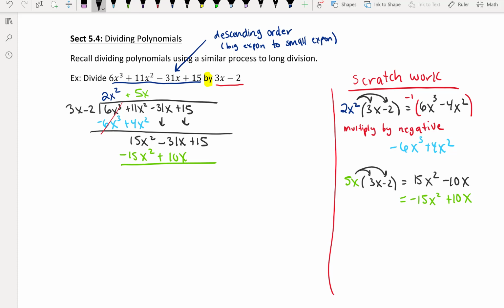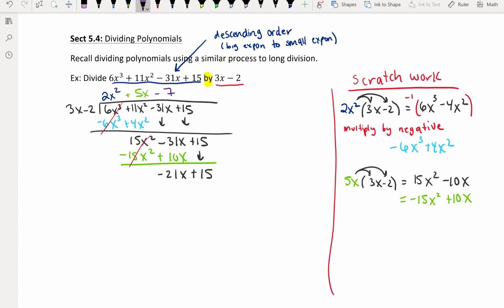So the first term cancels out, which is fantastic. That's exactly what I want. And then I have negative 31 plus 10. So that's going to give me a negative 21x. And I'm going to drop down that positive 15. So now it looks like I'm looking at a 3x and a negative 21x. So 3 times a negative 7 gives me a negative 21. And the x actually matches, so I'm going to be good there.